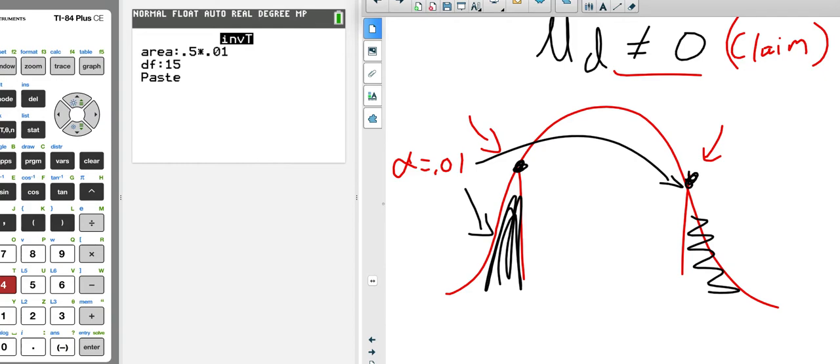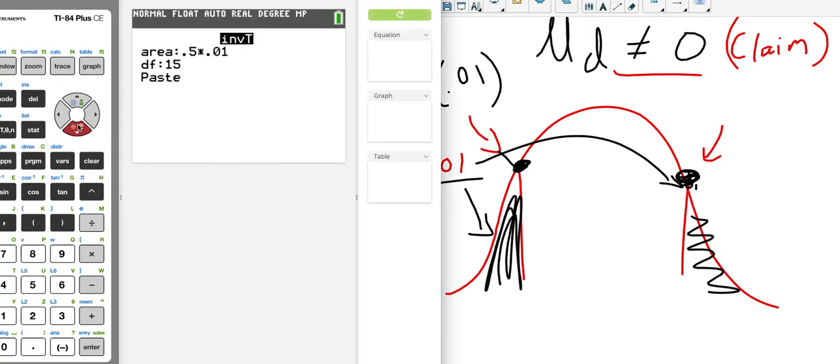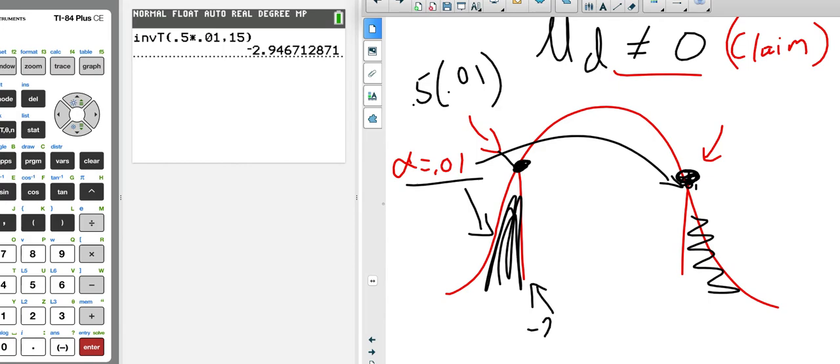So what I want to do, I'm just going to look for this one, and I know that this one is just going to be the positive of it. This side should give me a negative value. This side should give me a positive value. So I'm going to take 0.5 of 0.01, like I have on the calculator. Degrees of freedom, there's 16 pieces of data, so our degrees of freedom is 15. Hit enter. Okay, so if you use the critical value route, this value is negative 2.95. This value is positive 2.95.